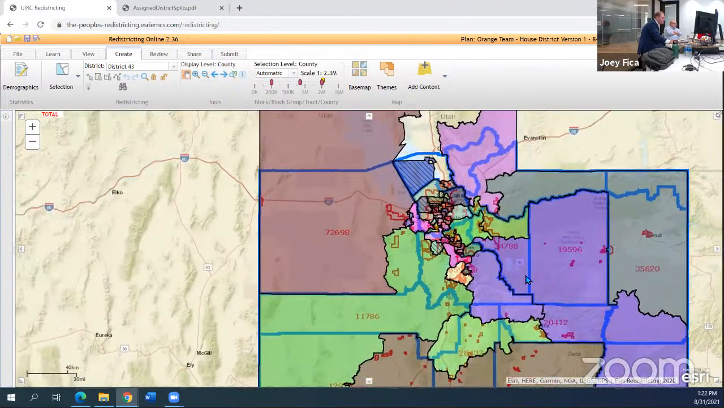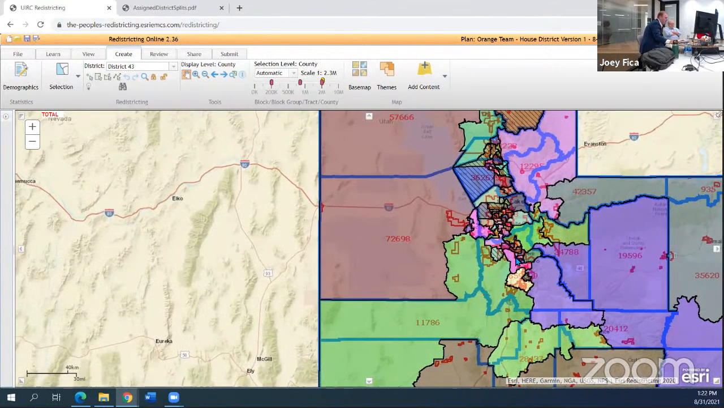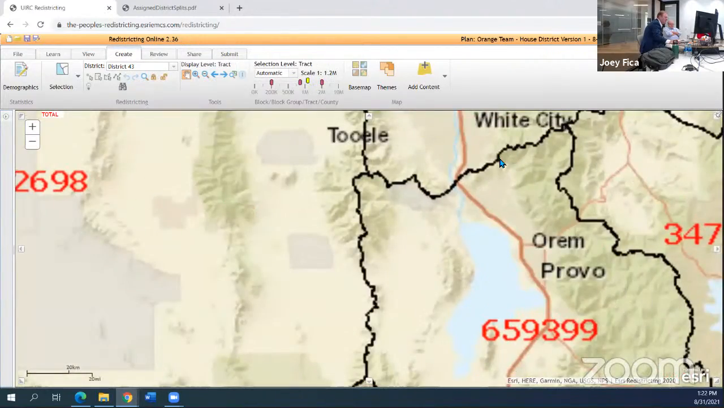We need better color differentiation. Oh, that's right, I'm sorry, I screwed that up. This is a separate district. Yeah, those are two purples next to each other. I didn't even really go into the Salt Lake area.